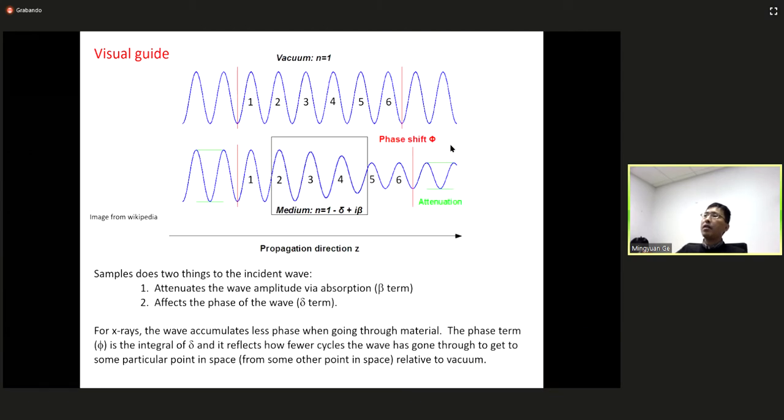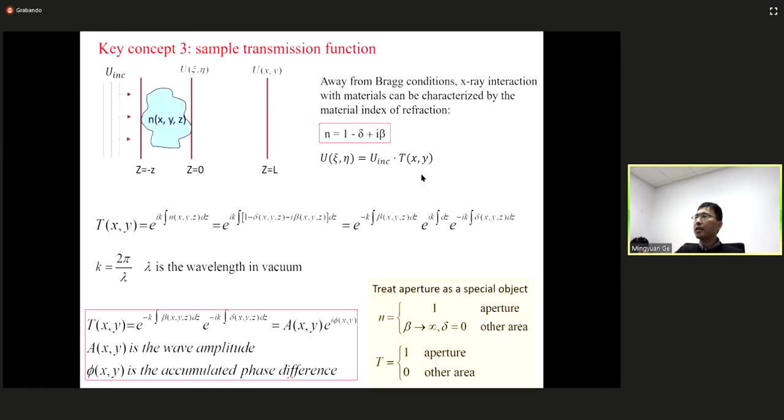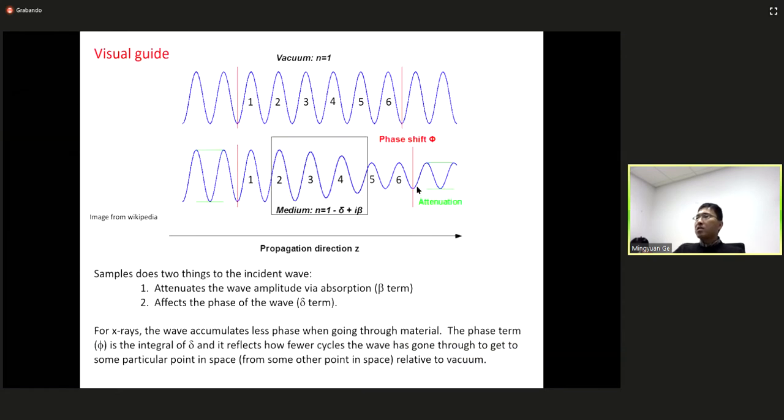So this is just a visual guide of how the beam goes into the material. After the beam goes through the material, its amplitude changes, which is due to attenuation of the X-rays. That's more related to beta. And we can also see that the phase changed. This phase difference is more related to delta. For X-rays, the wave accumulates less phase at the interface, and it reflects how few cycles of the wave have gone through to reach the same particular point in space, like comparing this line to this line. So those are the very basic three concepts.